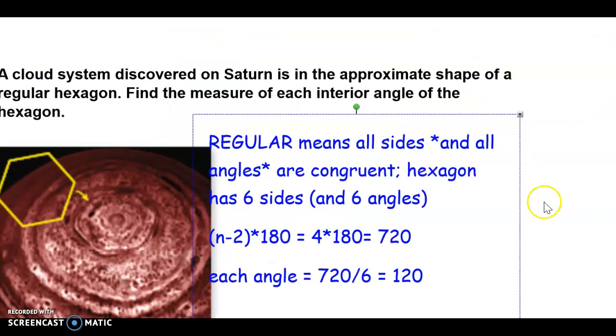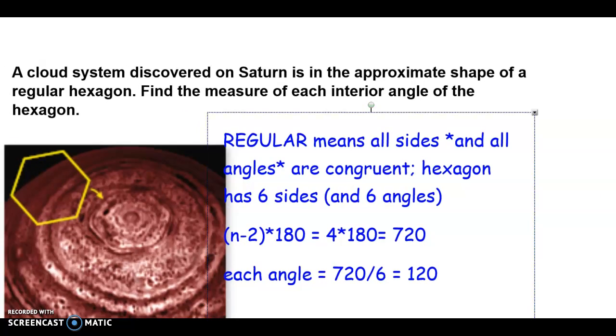Now here is a picture of a cloud system on Saturn, right? And approximately this cloud system is the shape of a regular hexagon. So could I determine the measure of each interior angle of this hexagon?